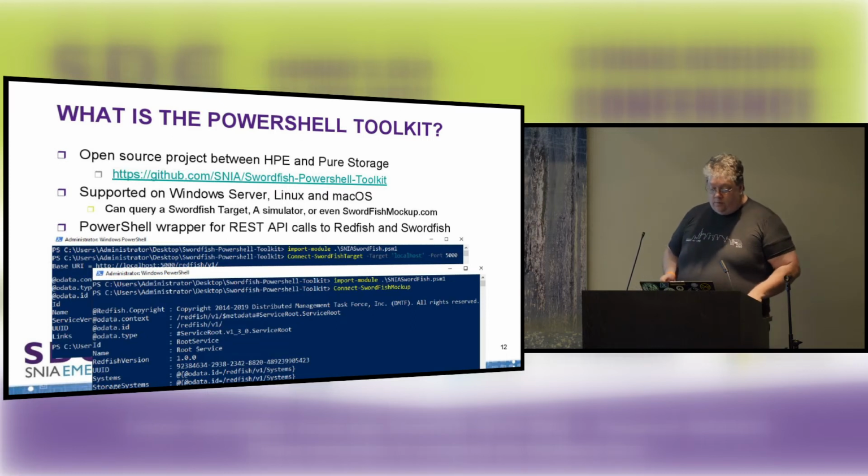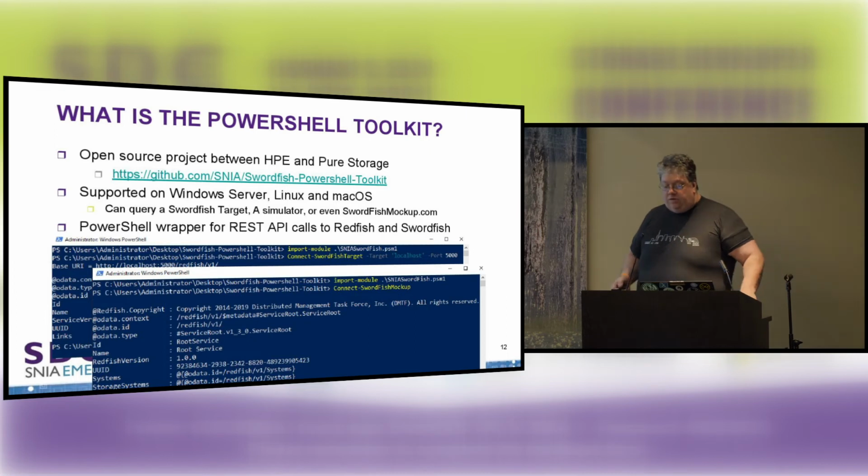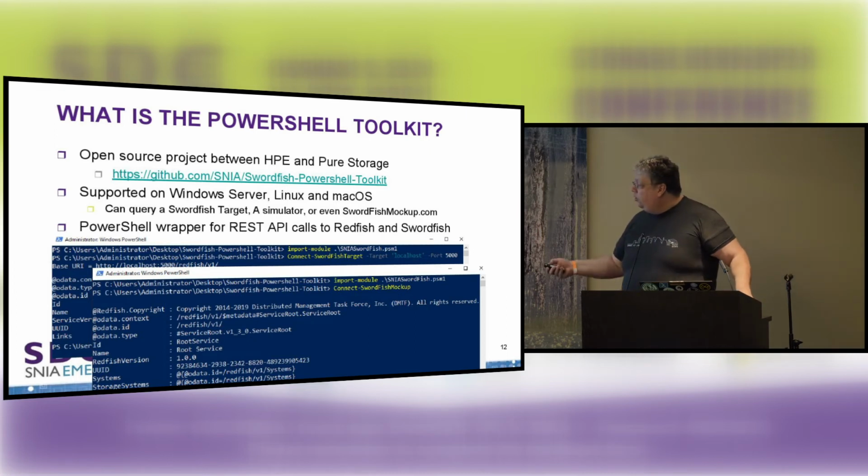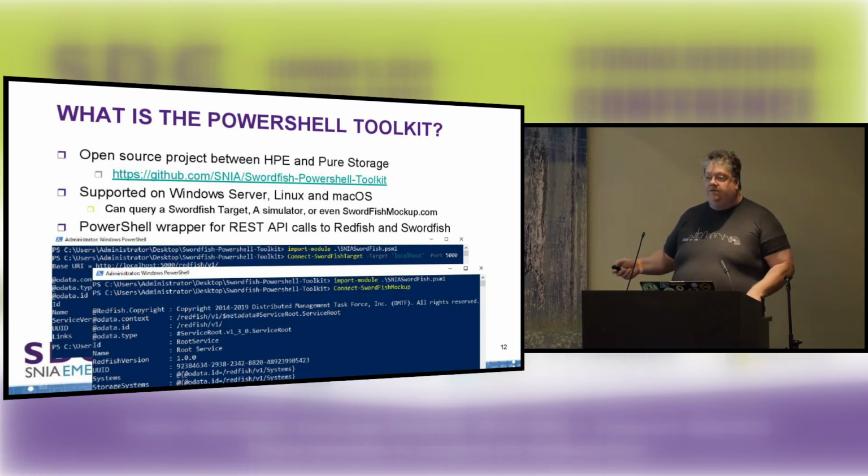You can also run commands like this. Once you import the SNIA Swordfish module, you can connect to a target. In this case, I'm running a simulator. So you connect to a Swordfish target, which is local, port 5000, and then it returns the object, which should look kind of like that JSON code I was showing you a minute ago. And it returns back the object of all that information. And you can actually run other commands like get drive, get chassis. It knows how to follow those trees.